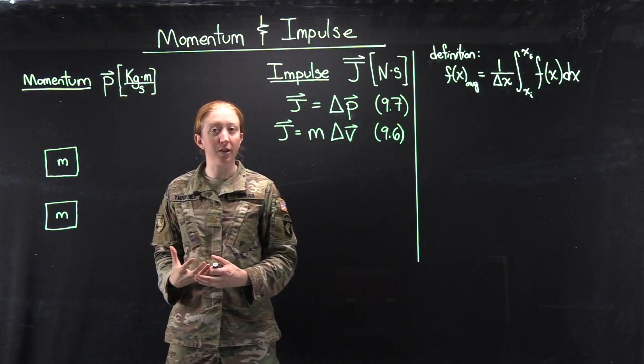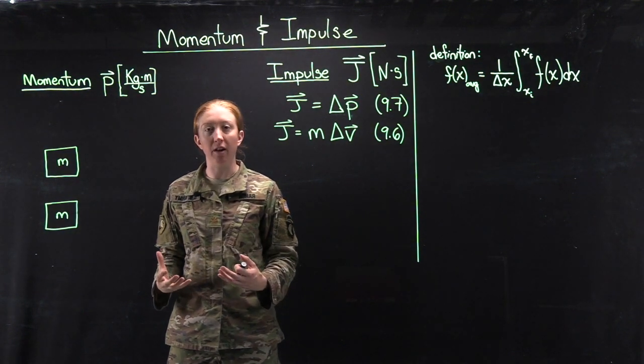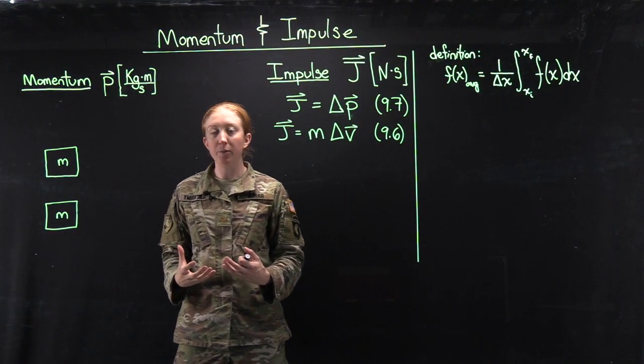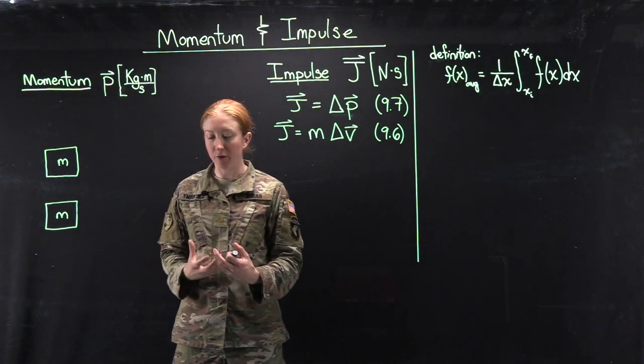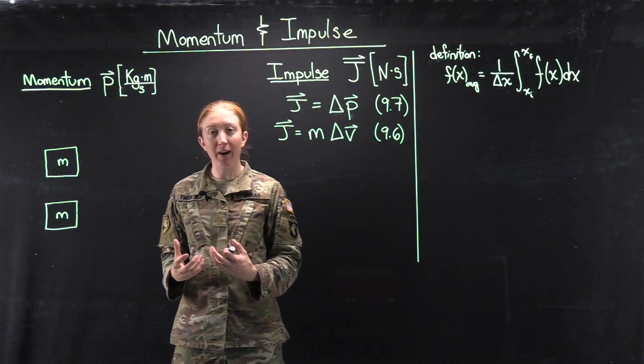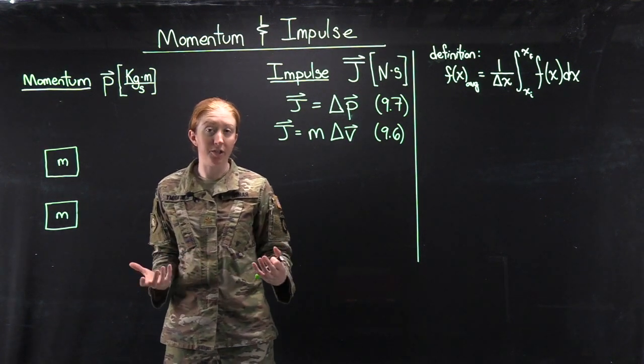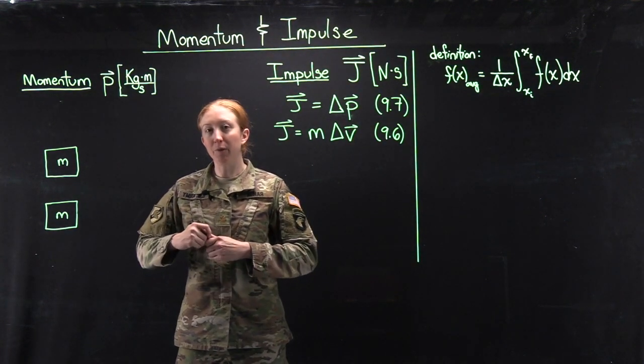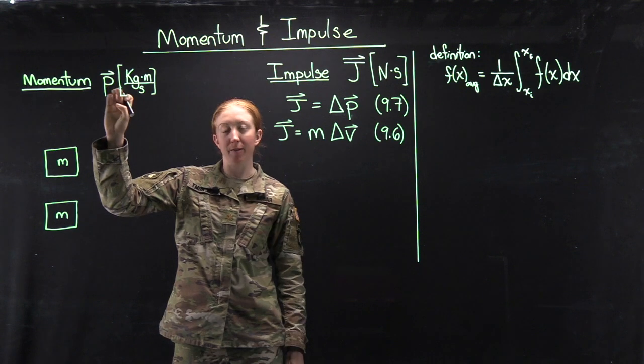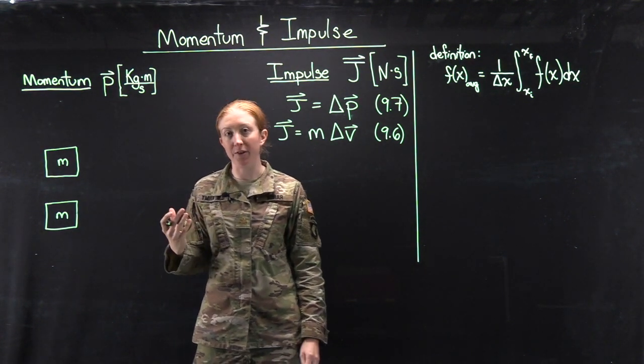Momentum is a description of the total quality of motion of an object. Not only do we have a magnitude describing how it's moving, but we also have a direction describing the direction in which that object is moving. So of course we're going to use a vector for momentum because it has a magnitude and direction.